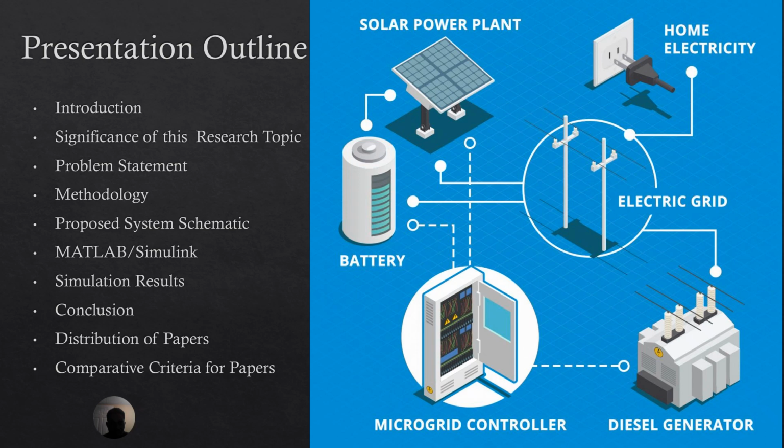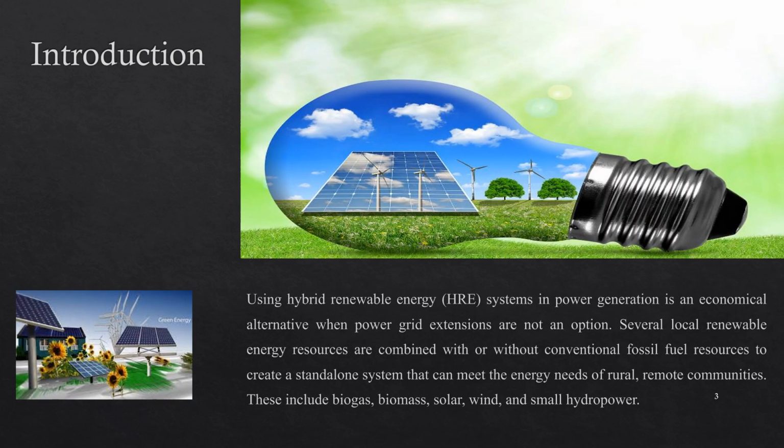in these projects. From our introduction, we noticed that using hybrid energy systems in power generation is an economic alternative when power grid extensions are not an option. Several local renewable energy resources are combined with or without conventional fossil fuel resources to create a standalone system that can meet the energy needs of rural remote communities. These include the use of biogas, biomass, solar, wind, and small hydropower. But for the sake of this project, my scope is based on the use of solar, wind, and diesel generator.